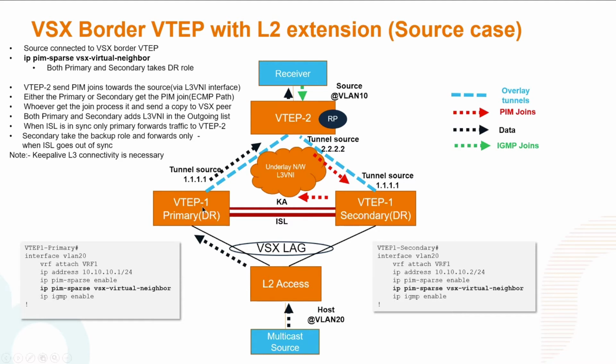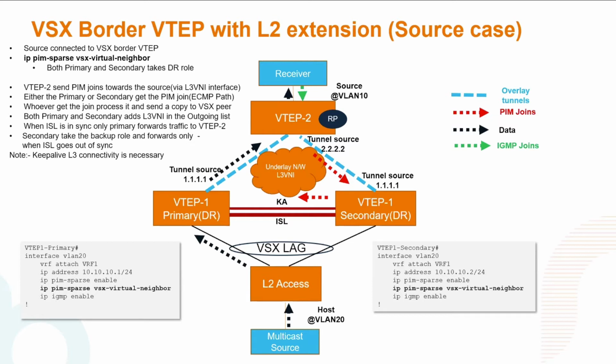Both the primary and secondary will add that interface to the O list, but only the primary will be the forwarder for the traffic. The secondary will keep the interface ready, but it will just be in a backup role. The secondary will become active only when the primary goes down.